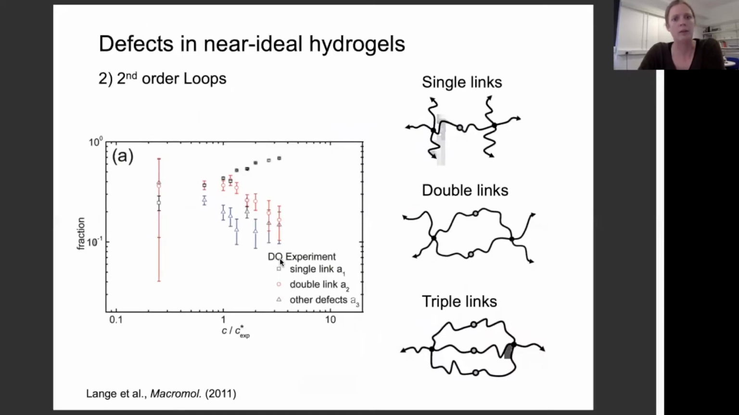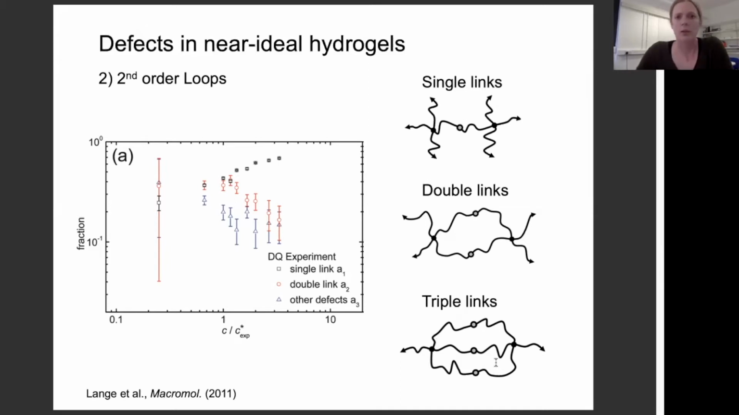And the second type is the presence of second-degree loops. In the case of these 4-arm PEG hydrogels, this second-degree loop arises when you have 2 arms from one macromolecule reacting with 2 arms of another macromolecule. So they are elastically effective, but you can imagine that maybe this is not the best way to improve the elasticity of your system. You can also have triple links, which are still a sort of second-degree loops, but here you have 3 arms of one macromolecule reacting with the 3 arms of another macromolecule.